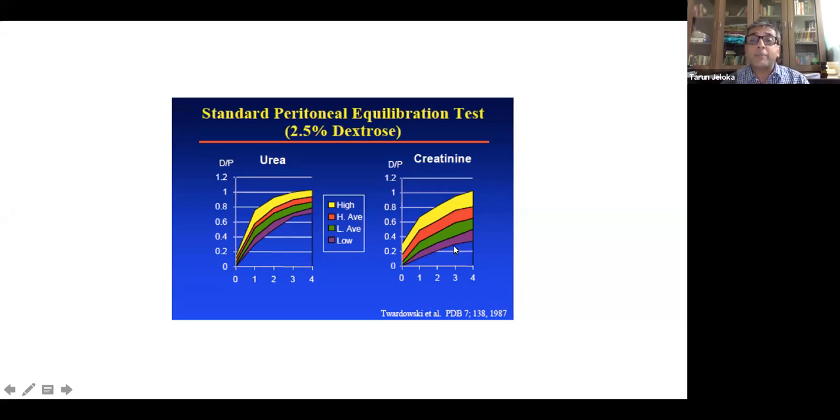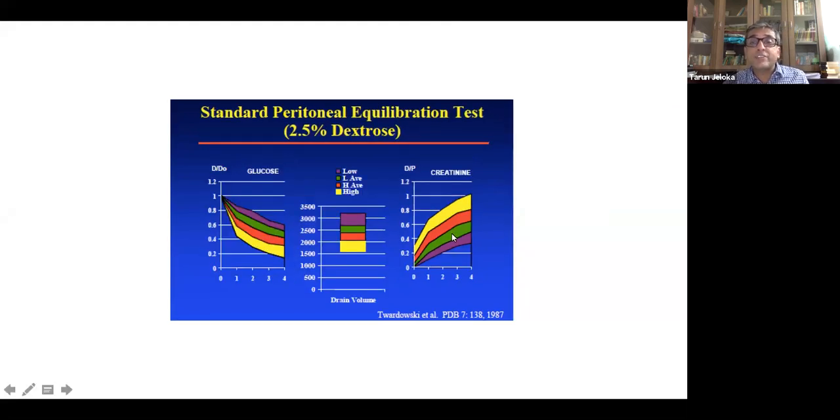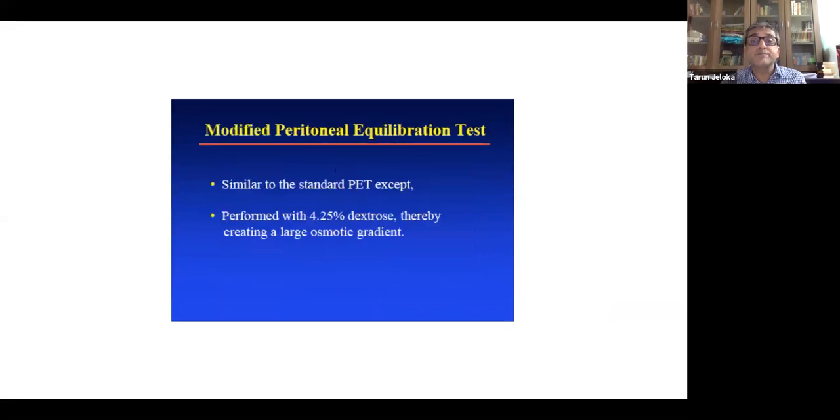And they have clinical application, as you will see subsequently also. Let me go to the other slide and then we can discuss the applications. So this is glucose, which as you see, this is increasing, this is decreasing. The reversible of creatinine, D over P creatinine.